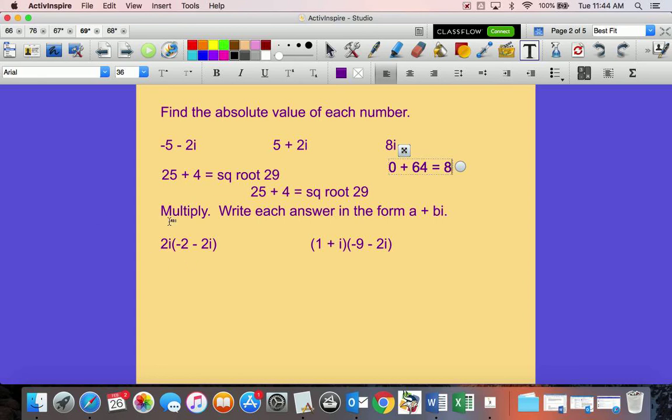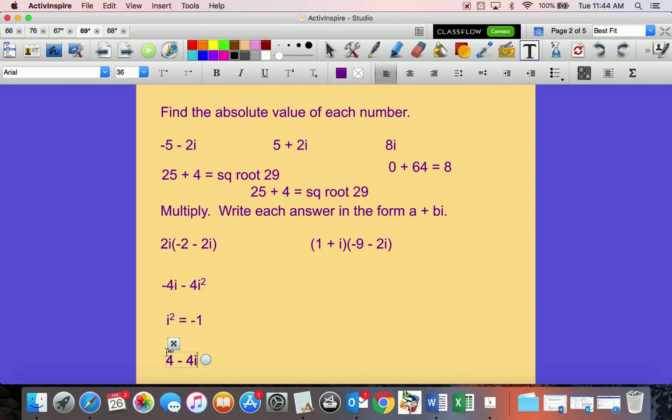All right, when we come down here and it says to multiply these, all we would do is multiply and kind of FOIL these out. So we would take 2i times negative 2, which would be negative 4i, minus 2i times 2i would be a 4i squared. And then what we learned was i squared is equal to negative 1. So if we put a negative 1 in here for this i squared, it'd be negative 4 times negative 1, which would be a positive 4 minus 4i.